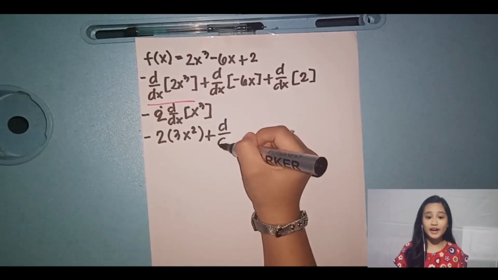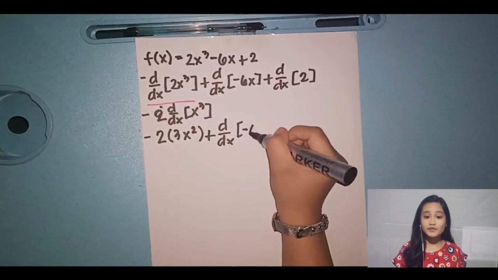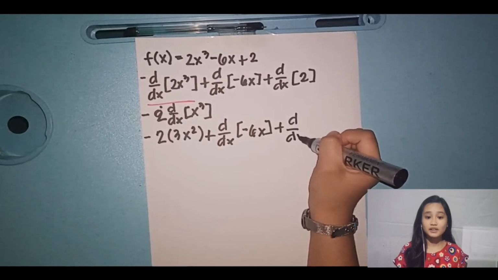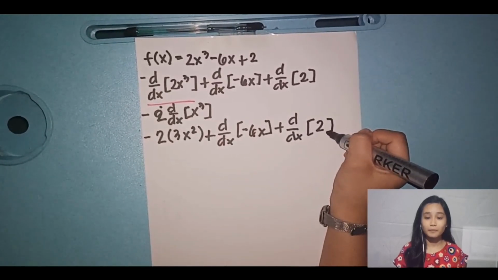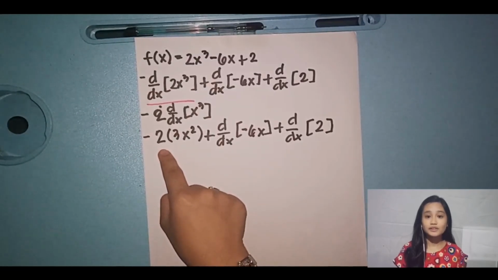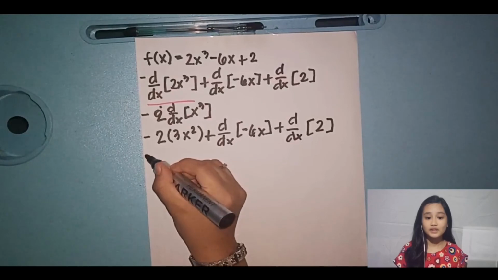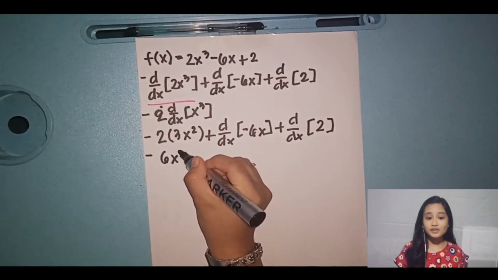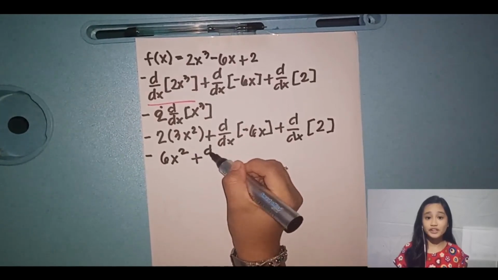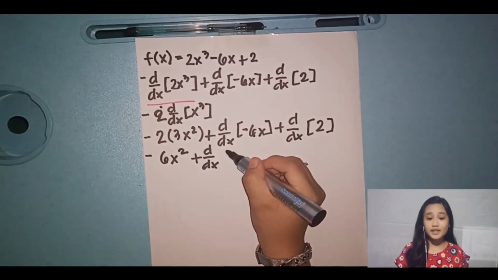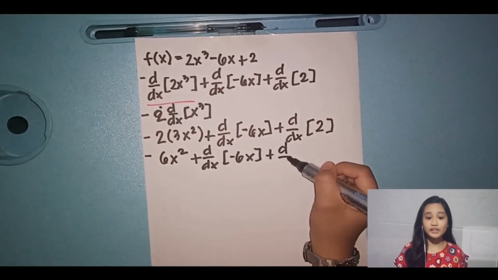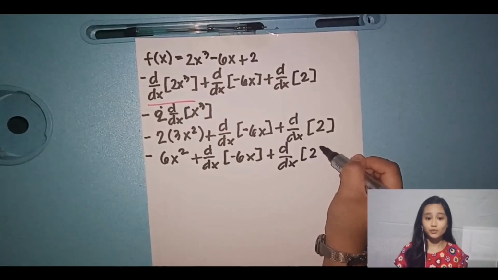plus d over dx times negative 6x plus d over dx times 2. Multiply 3 by 2, then the equation should be 6x squared plus d over dx times negative 6x plus d over dx times 2.